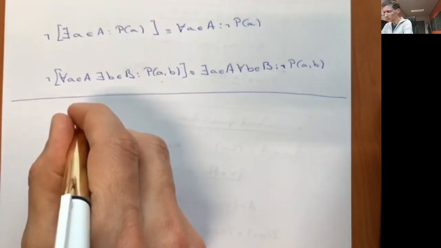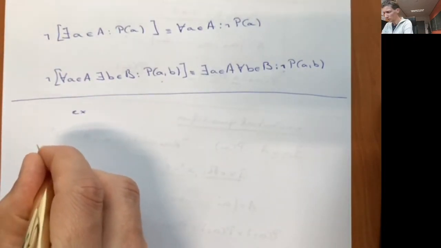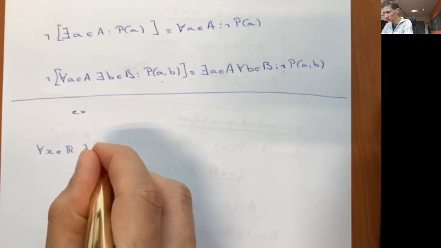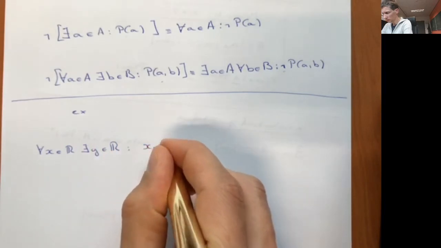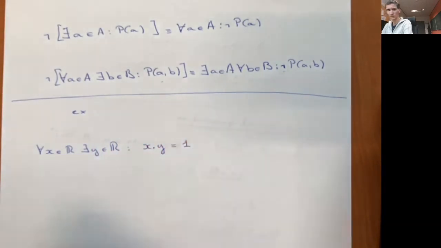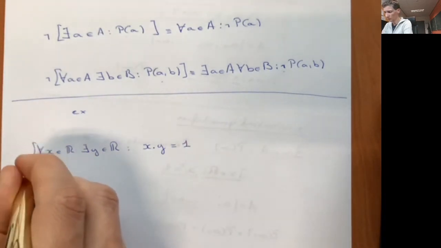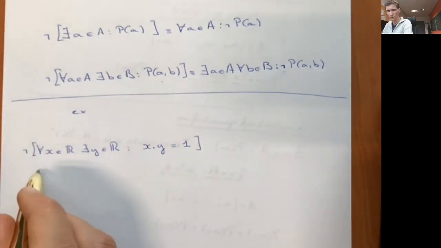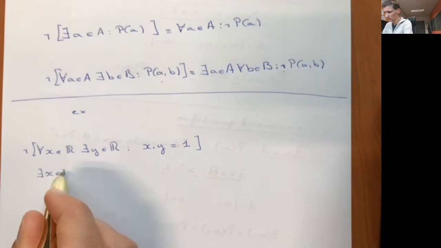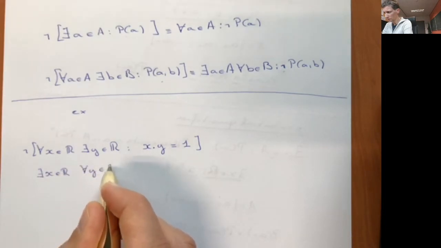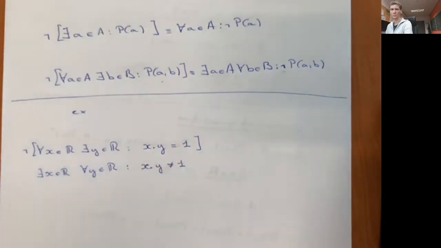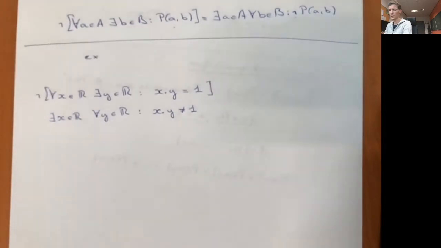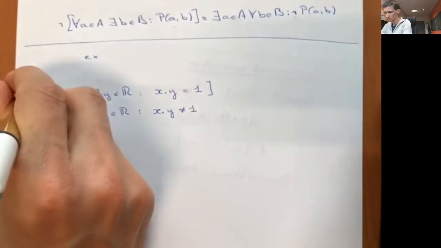So let me give an example. Say for all X in R, there exists a Y in R such that X times Y is equal to 1. Okay, so this is obviously true. So if you want to negate this, what do we have? We have that there exists an X in R such that for all Y in R, X times Y is different from 1. Okay. So this is example 1.